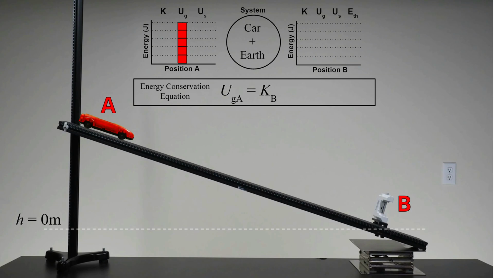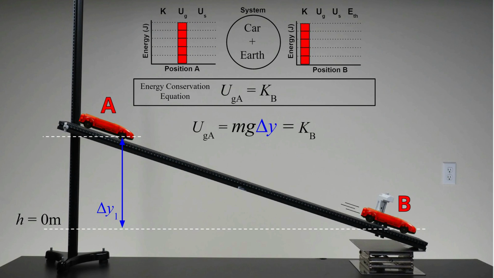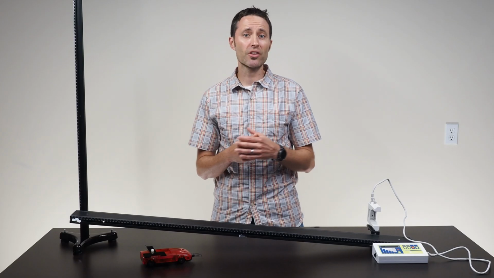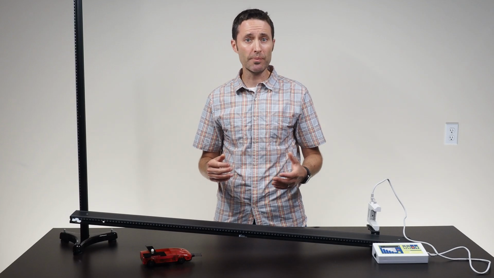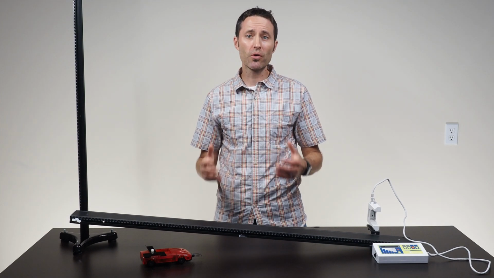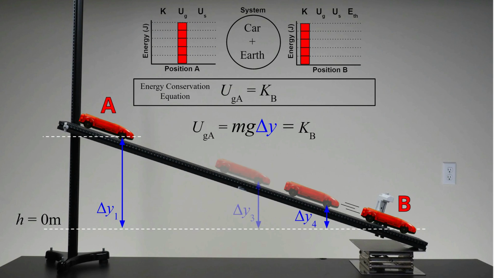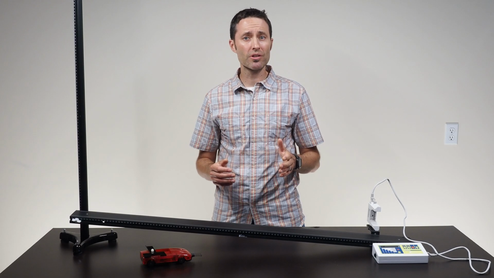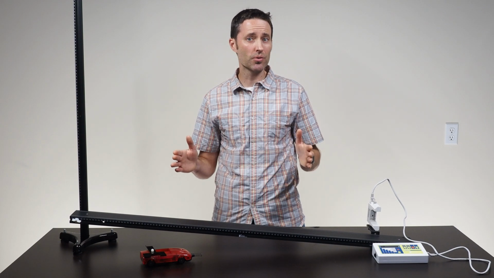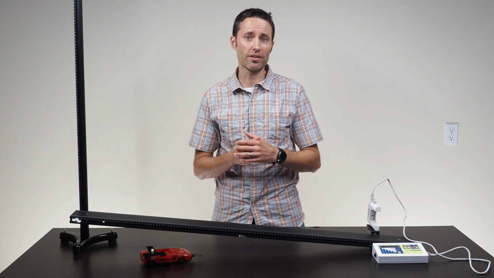Just to review, students will use the measured change in height to calculate the initial gravitational potential energy. The car's kinetic energy when moving through the photogate will be equal to this calculated gravitational potential energy. And the car's velocity is found using the timer and photogate. In order to collect more kinetic energy and velocity measurements, the students will place the car at different heights along the incline. Make sure that students collect a wide range of values using small and large heights on the incline.